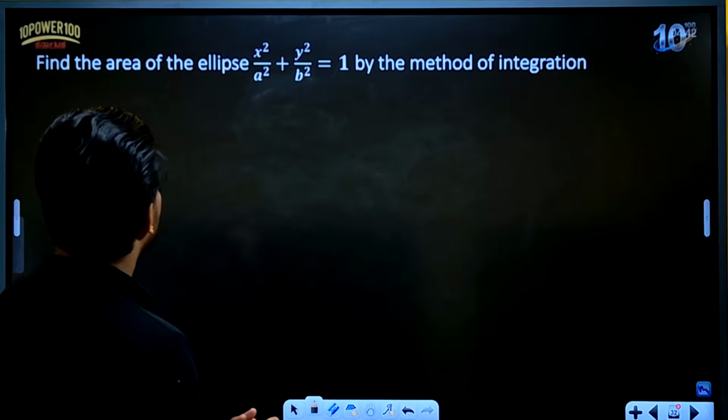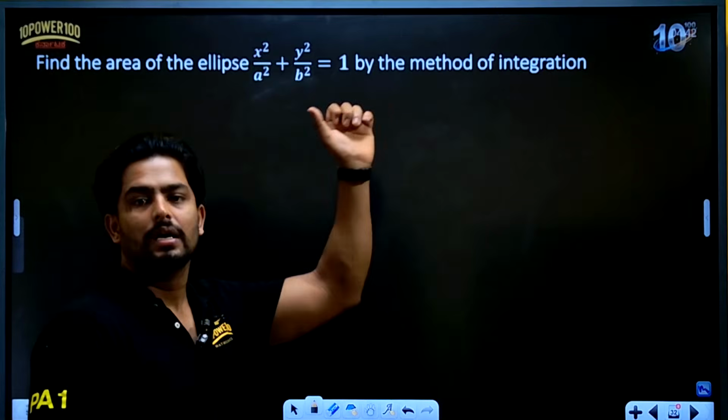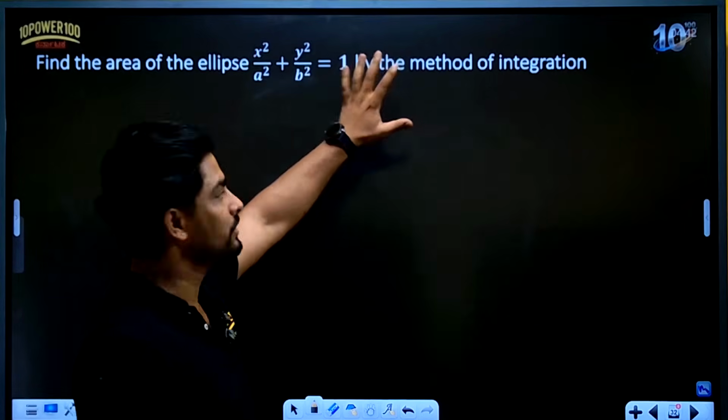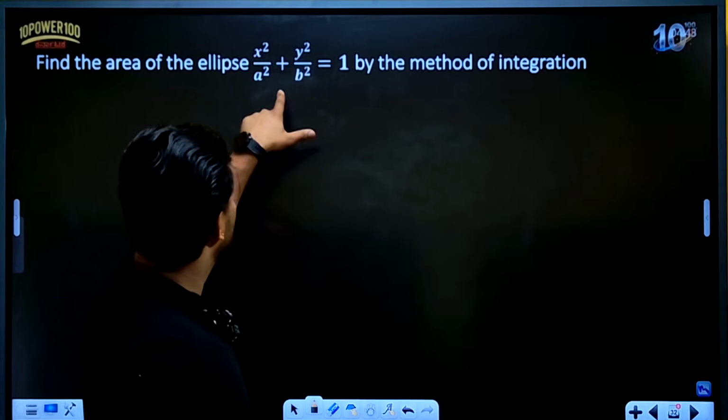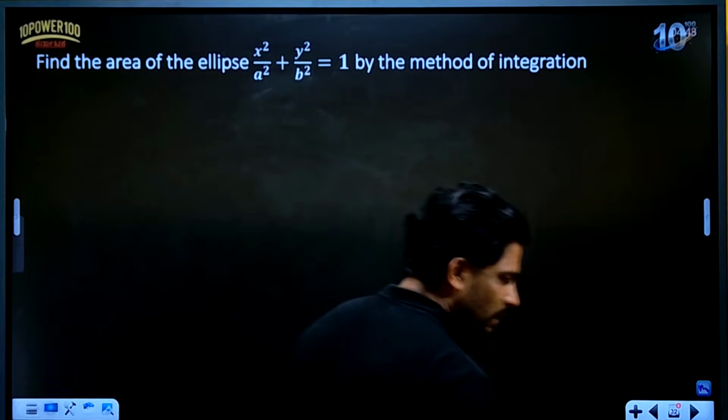So the first one is: find the area of the ellipse x square by a square plus y square by b square is equal to 1. So this is a general method, kids. This is a general formula. Sometimes numbers can also be given. I'll tell you how to tackle that sum when it comes to this.